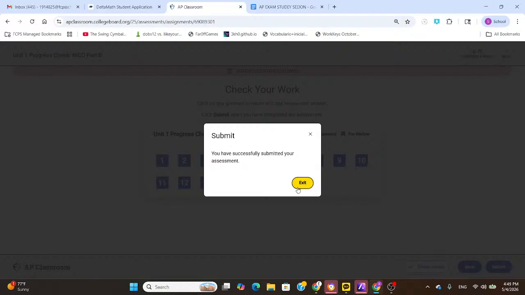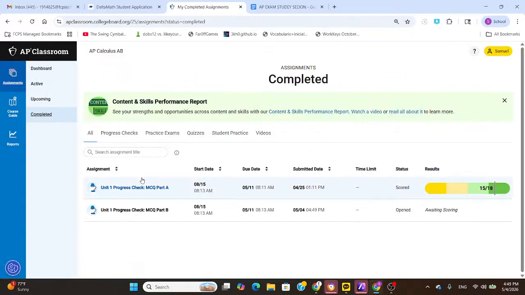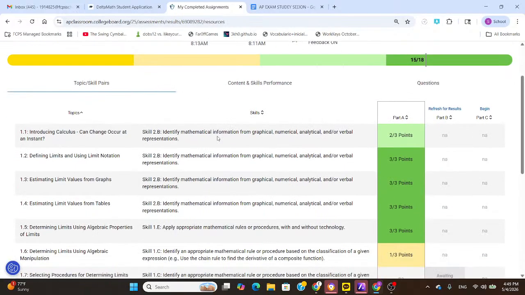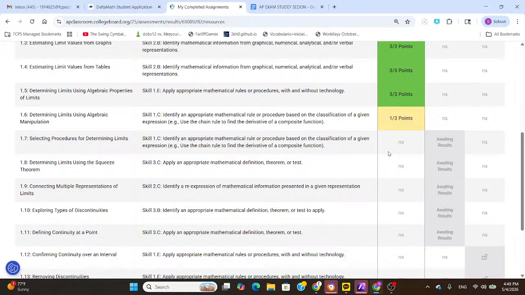Gotta submit. Okay, let's wait for our score in unit MCQ part B. I what? 2 out of 3, 1 of 3.